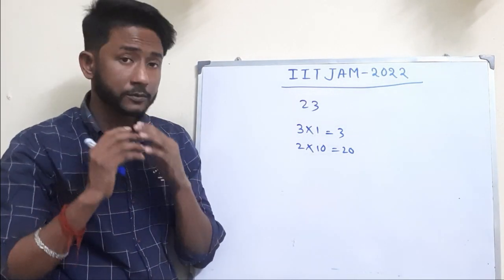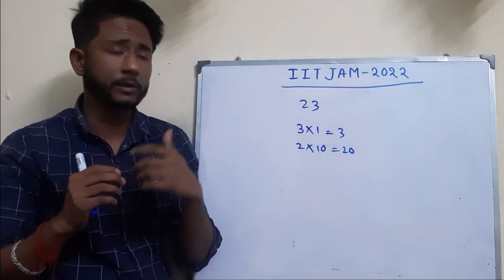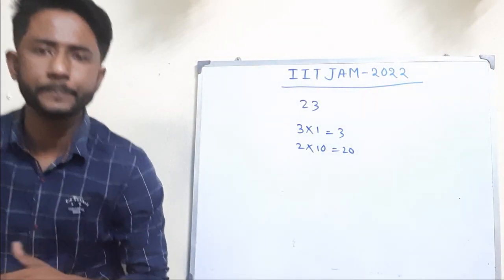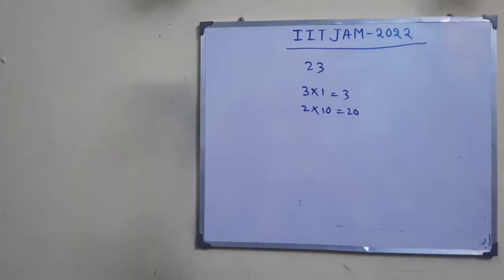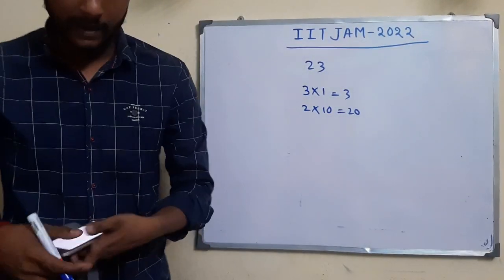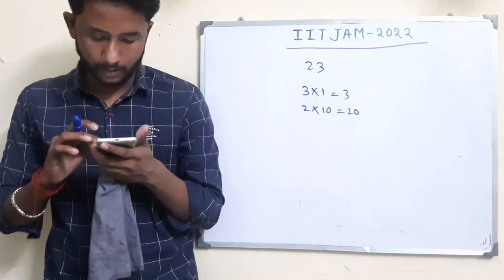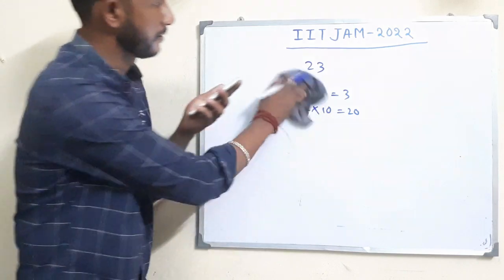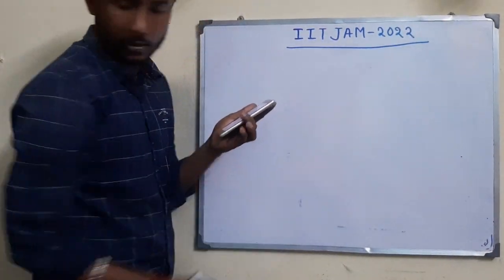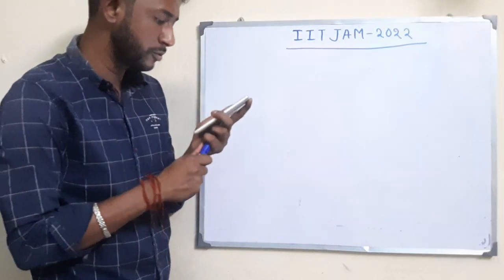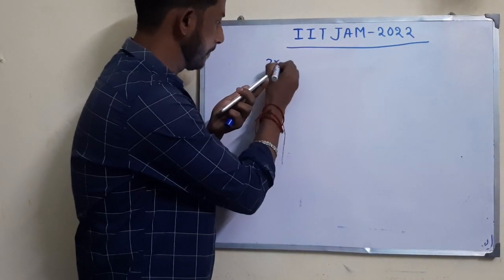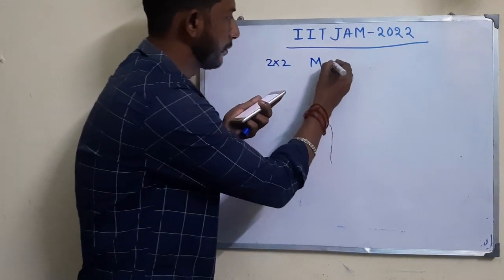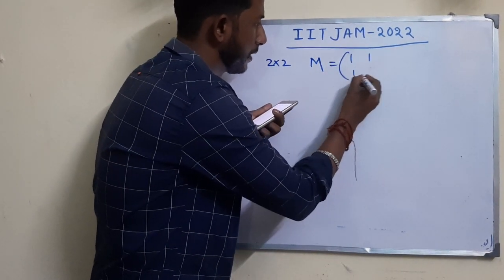Okay, so now we are going to solve question number 1. Question number 1 was from linear algebra. Question number 1 says that consider a 2 cross 2 matrix. Okay, we have to consider a 2 cross 2 matrix M. 2 cross 2 matrix M is of the form 1 1 1 0.